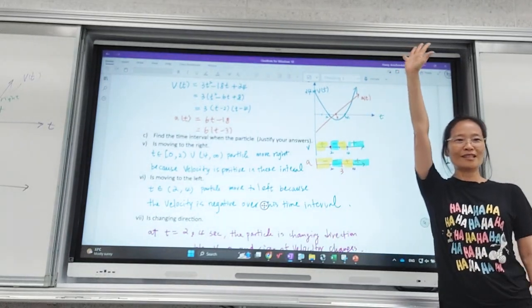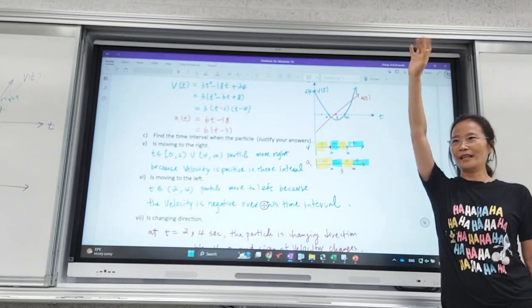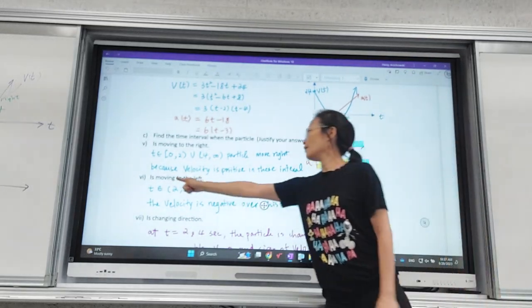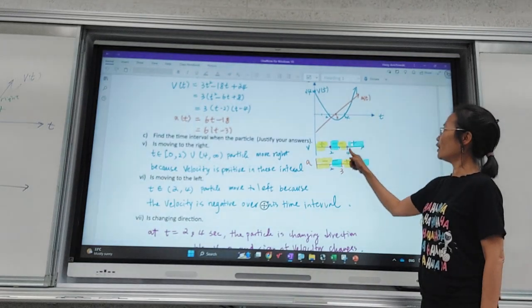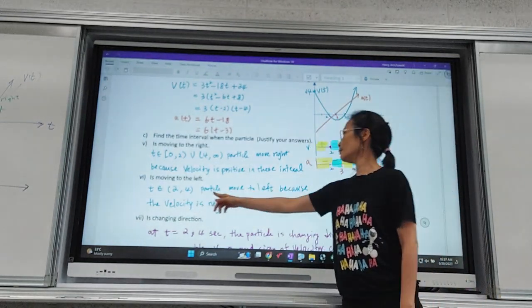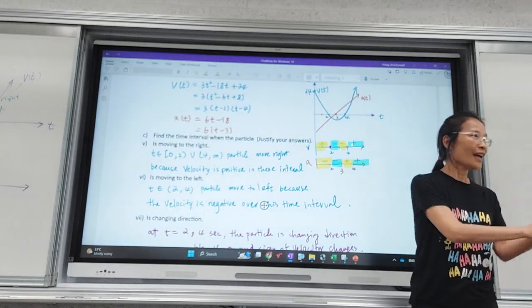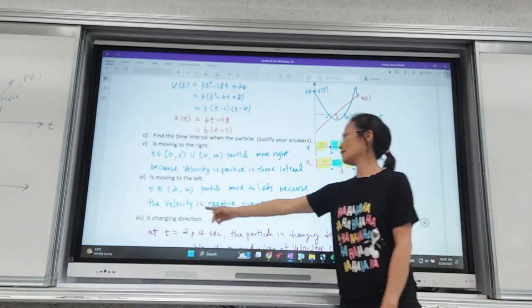Raise your hand if you understand how to write a complete answer. Good. When is the particle moving to the left? Negative velocity. So 2 to 4. In this interval, the particle moves to the left. Justify? Because velocity is negative.